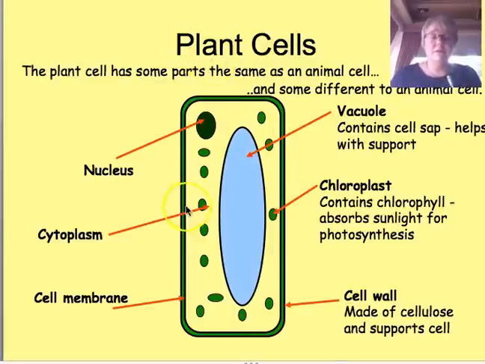Plant cells have got the same parts as an animal cell. Plant cells have a nucleus, have cytoplasm, and they have a cell membrane. But there are additional structures that we're going to have a look at.